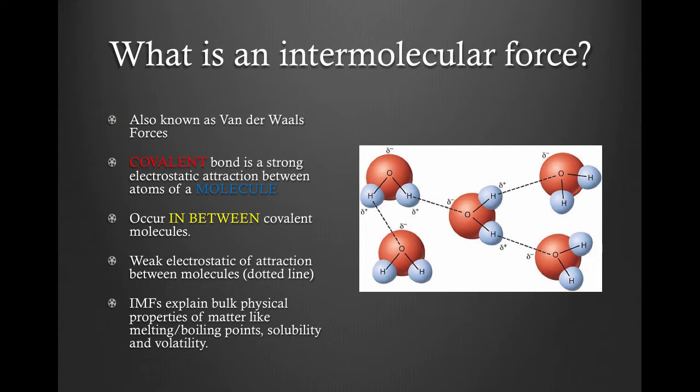Now remember, we know about the covalent bond, and it is a strong electrostatic attraction between the atoms of a whole molecule. Intermolecular forces, however, occur between molecules or in between covalent molecules only. And these are weak electrostatic attractions, and that's why they're represented with a dotted line instead of a solid line.